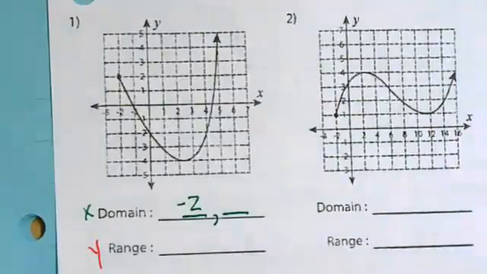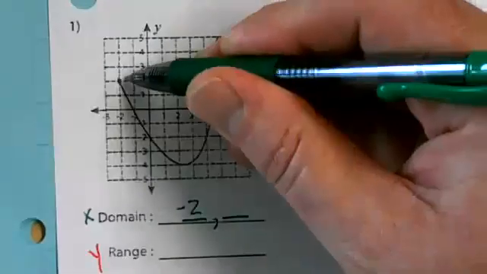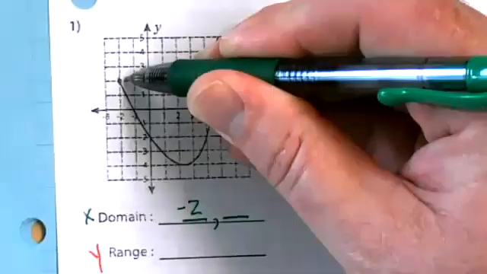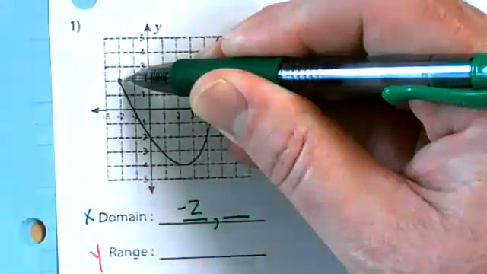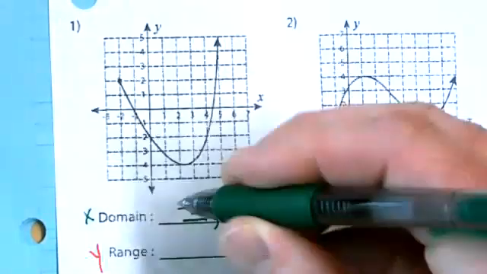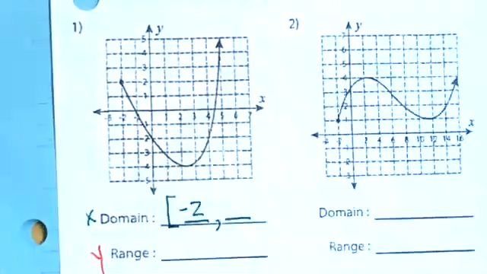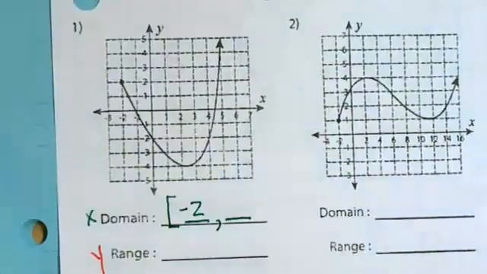Now, look at that dot there. Is it an open dot or a closed dot? Closed dot. So what's that mean about square brackets and parentheses? Square brackets. All right, we're halfway there. You guys are doing awesome.